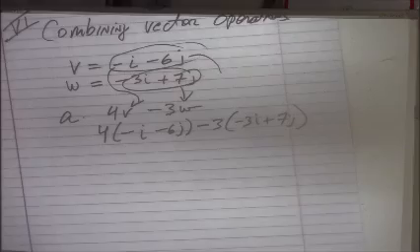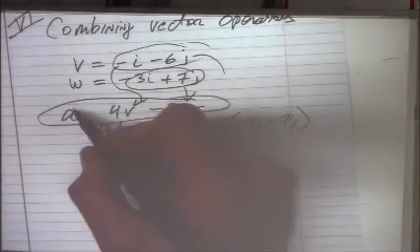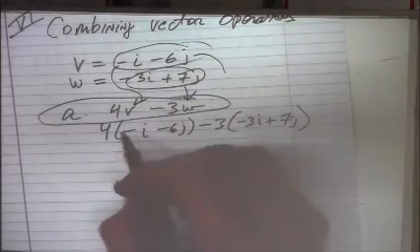Yes? Where did the 4 come from? The 4? Yeah. Oh, this is the problem I'm giving you. Oh, okay, that's a problem. I put A, but that wasn't enough. I'll circle it and then I'll help everybody.